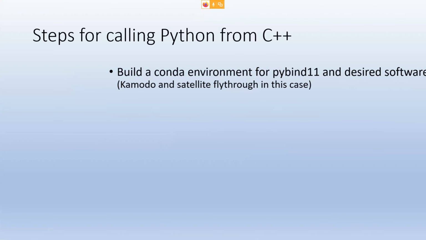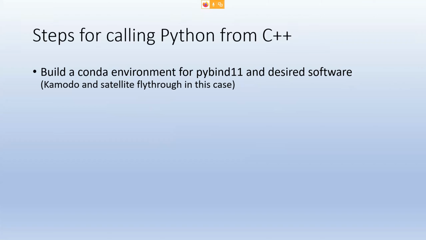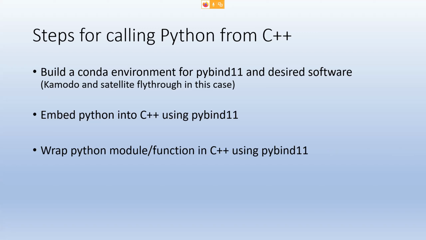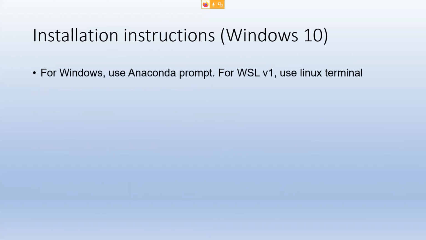Cool. All right, so a couple things you have to do to set this up. To avoid conflict with other stuff on your computer, one way I did this is by building a conda environment for PyBind 11, because PyBind 11 doesn't work with some of the more modern versions of Python. So I'm using Python 3.7 in this case. And then have all the packages for, in this case, Komodo and the file I'm reading. So I'll go through that in a minute. And then you have to figure out how to embed Python into C++ using PyBind 11, which on a Windows machine was not straightforward, but we figured it out. And then you have to wrap the Python module and/or function. And then you have to convert the returned Python object from your function into something you can work with in C++.